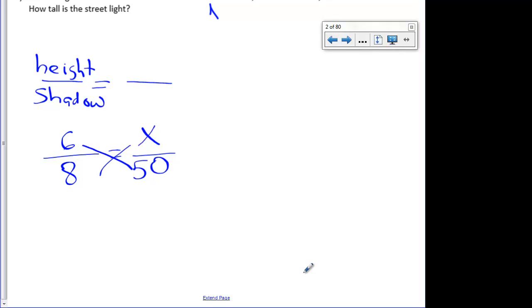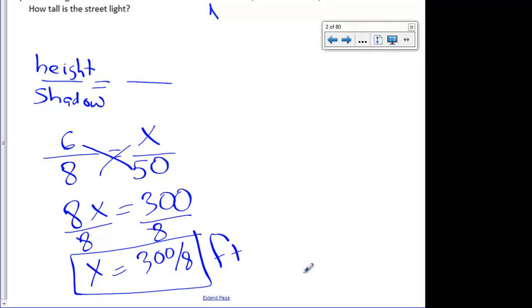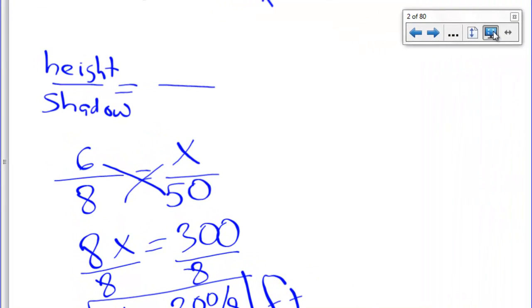So then now we can cross multiply, and we get 8x equals 300. Divide both sides by 8, and we get 300 over 8. So you can put that in your calculator, and you can find the decimal equivalent. And now units will be in feet, and that's the height of the street light.